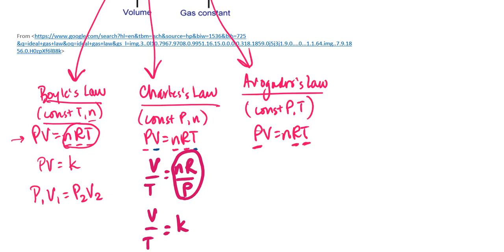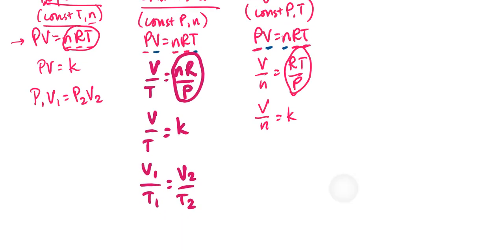The other thing I'm going to do is put all the things that are changing, the volume and the number of moles, on one side of the equation. So if I do that, that's V over n is equal to RT over P. Grouping all of these quantities together as a constant, that's the volume over the number of moles is constant. If I have initial and final conditions, then this would be written as V1 over n1 is equal to V2 over n2.